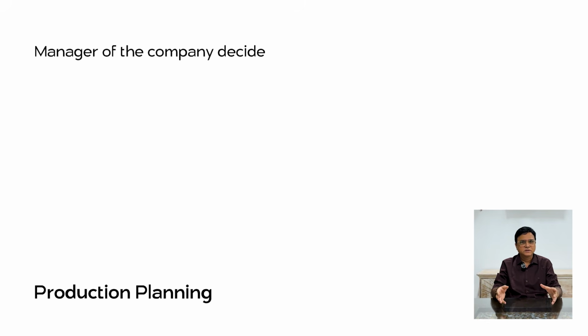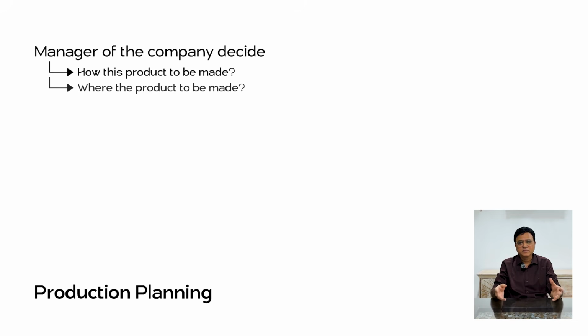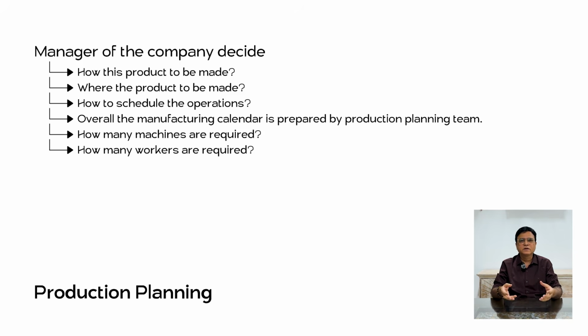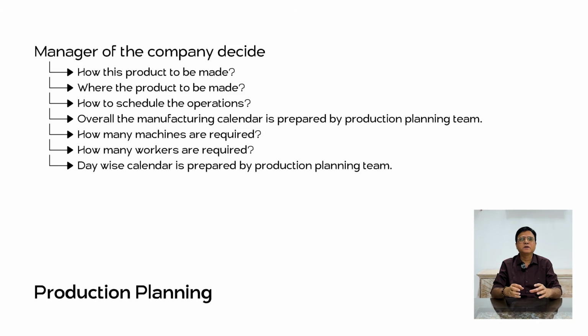Step 3 is production planning. So managers decide how this product is to be made, where it is to be made, and how to schedule the operations. Overall, the manufacturing calendar is prepared by this production planning team, including how many machines are required and how many workers are required. So a day-wise calendar is prepared by these production planning managers. That is step 3, production planning.